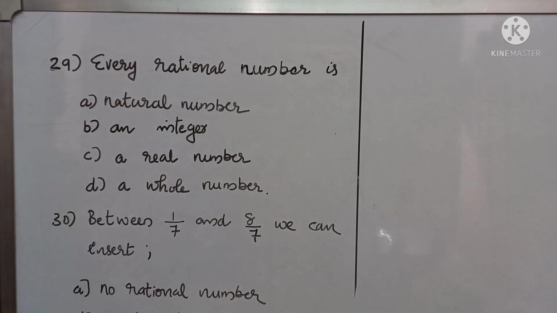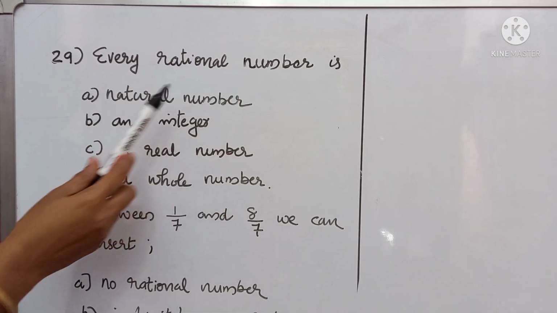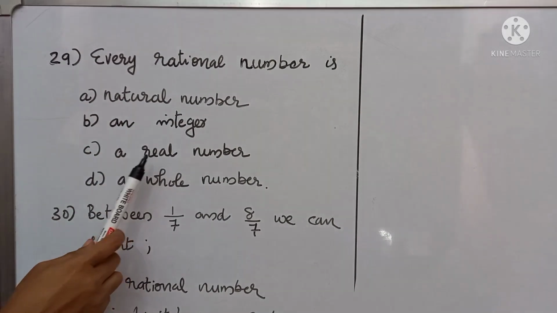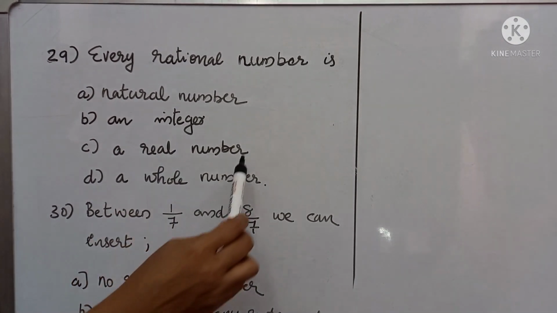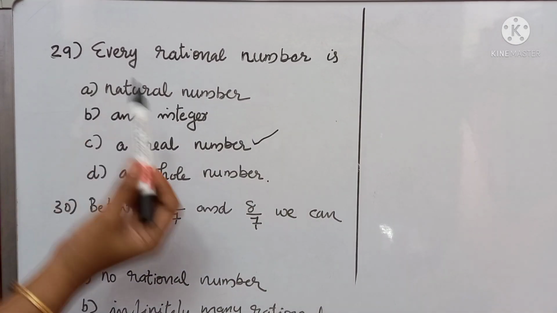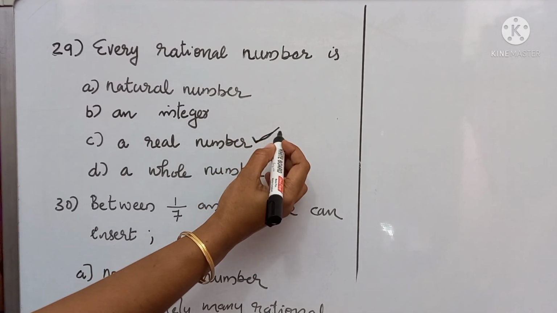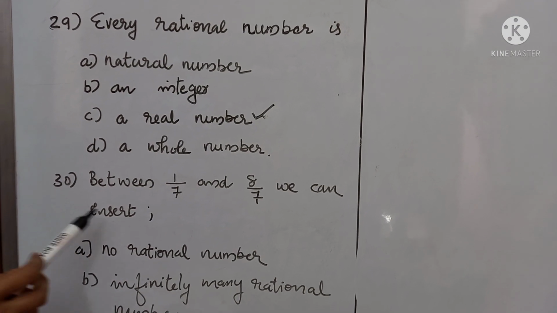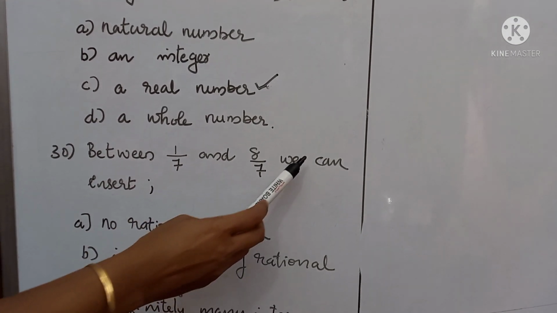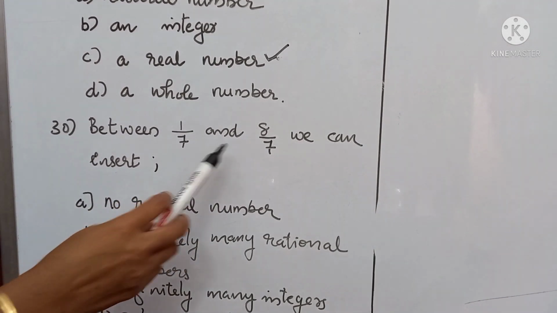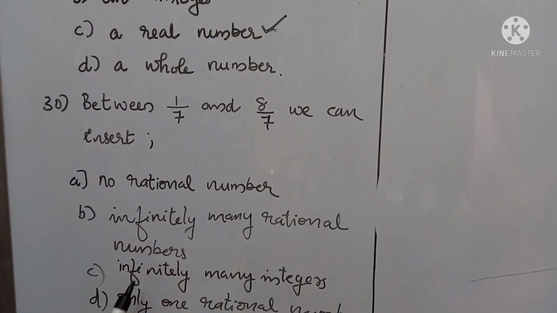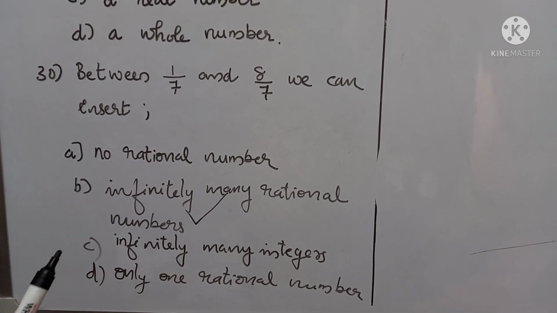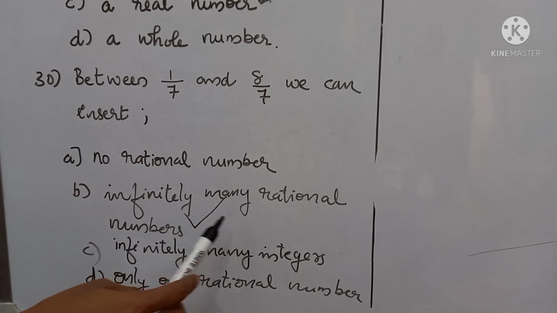Then some knowledge level questions are there. Every rational number is, we have to choose the correct one from the options. We already know it is knowledge level, just to select a real number. That is the answer. Every rational number is a real number. And question number 30: between 1 by 7 and 8 by 7 we can insert. We know in between two rational numbers there are infinitely many rational numbers. So the answer is B, infinitely many rational numbers.